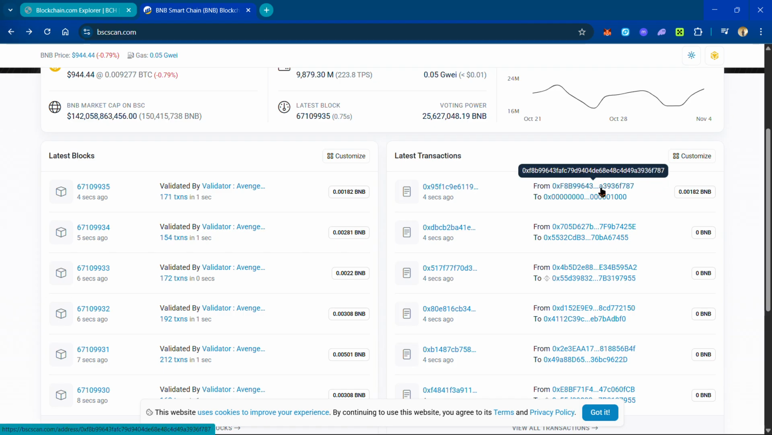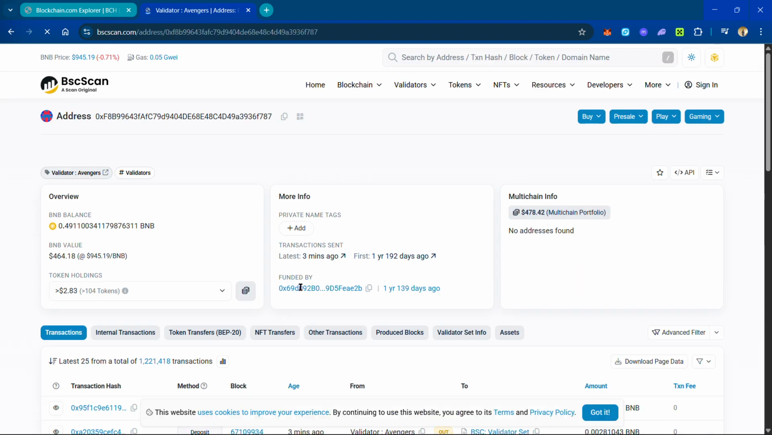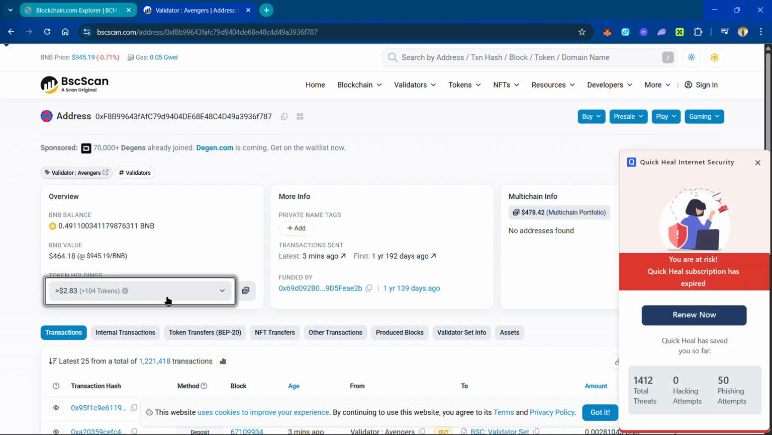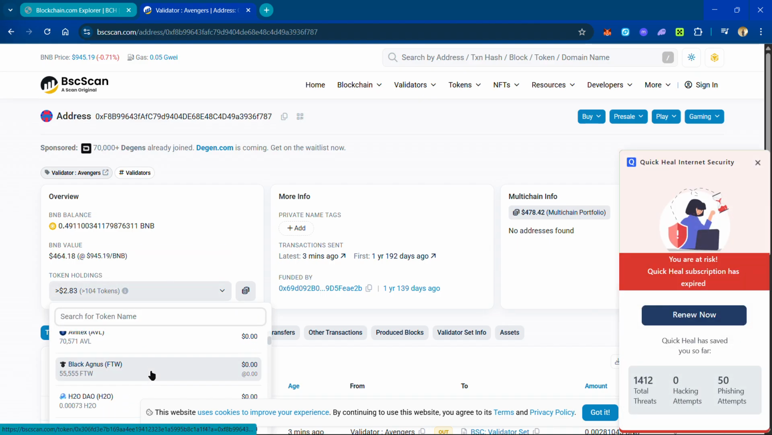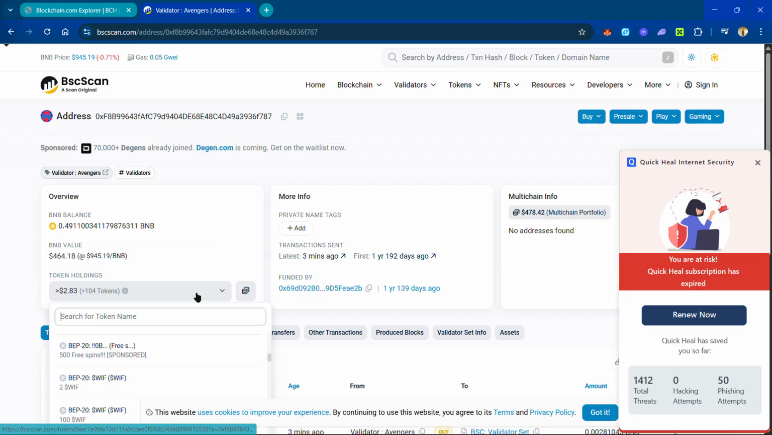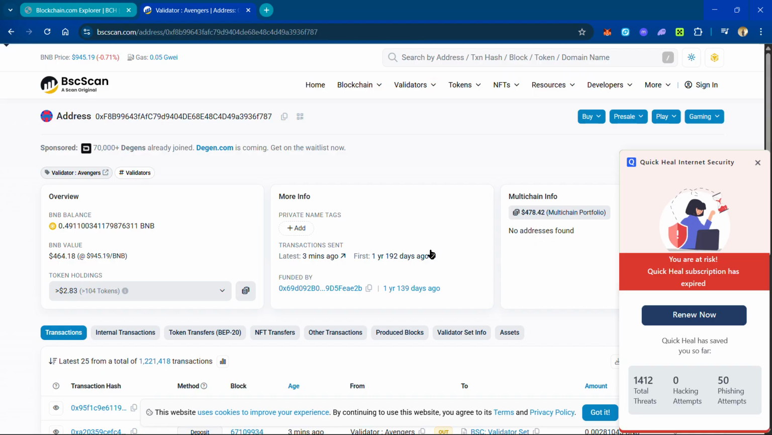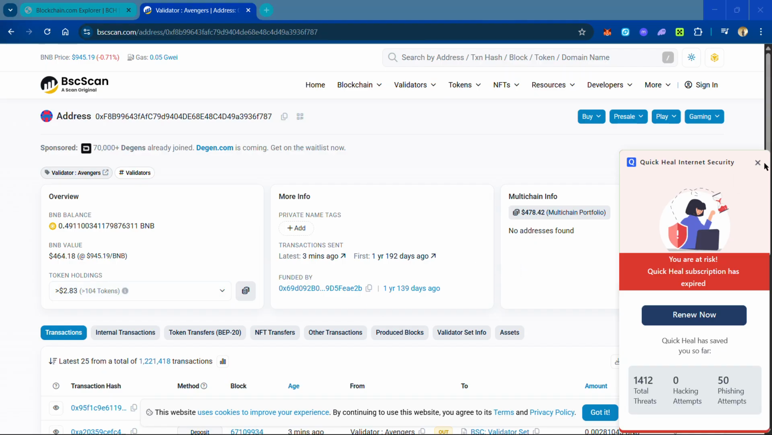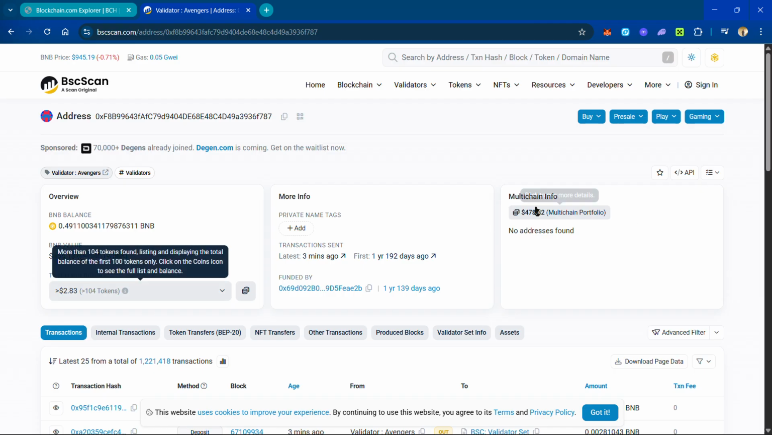So let's click on this address. And we can see the value the address holds. So the address holds about $464 worth of BNB and holds 104 tokens. And these are the coins and tokens the address holds. And then the latest transaction was done 3 minutes ago.